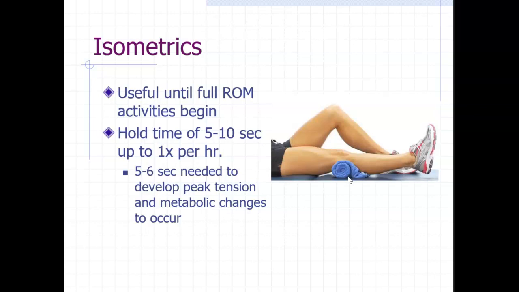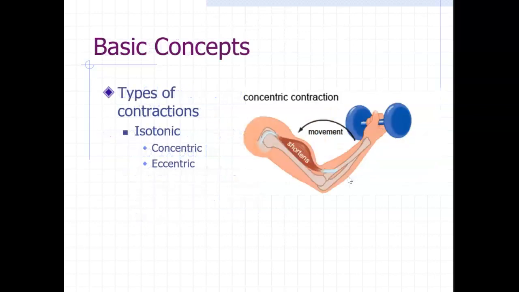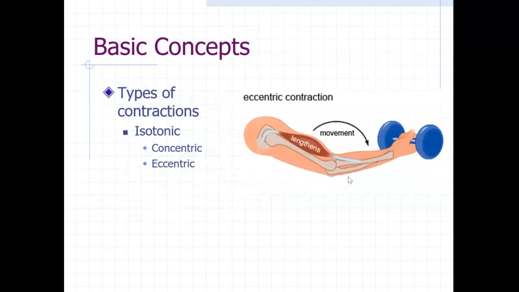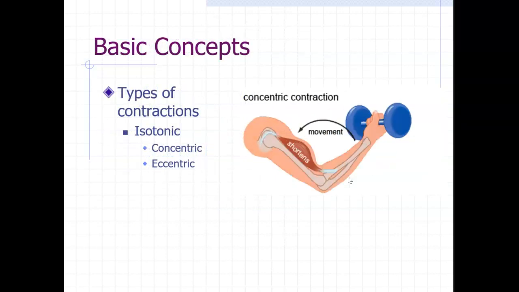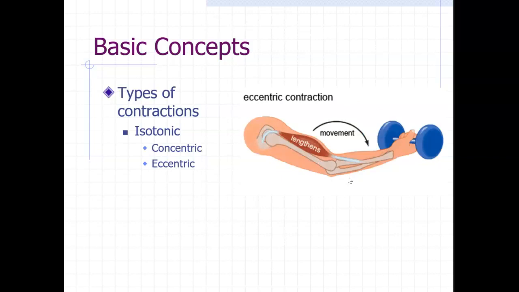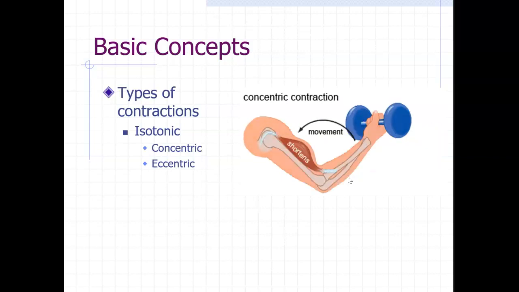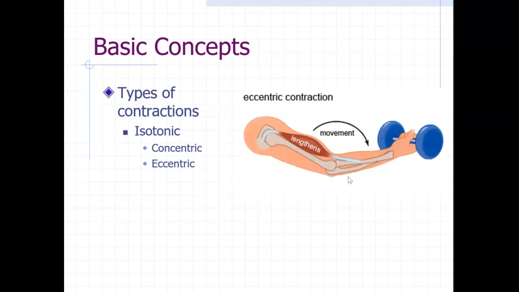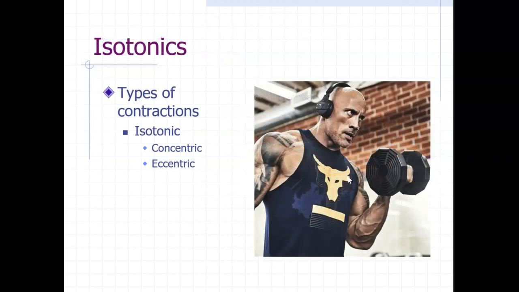We go on to the moving contractions now, and you've probably seen this. Isotonic contractions have two phases: the shortening and the lengthening phase, concentric and eccentric. Yes, my little picture is moving, so don't freak out. Ultimately, what I need you to know is that the concentric is the shortening of the muscle, and the eccentric is the lengthening of the muscle.